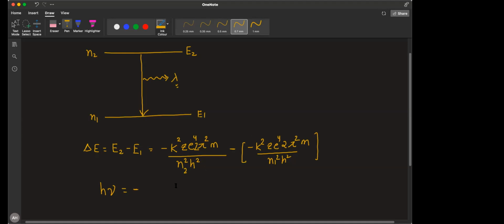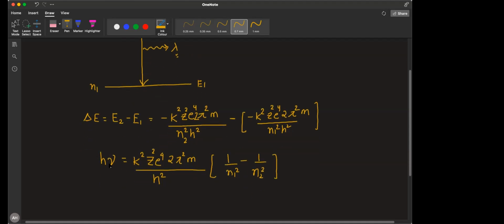I'm taking this whole term as common. k square will be common, Z square will be common, e to the power 4 will be common. Sir, Z square, no? Is it Z square or Z only? It is Z square. Z square, 2 pi square m over h square. So you can write this as 1 by n1 square minus 1 by n2 square.